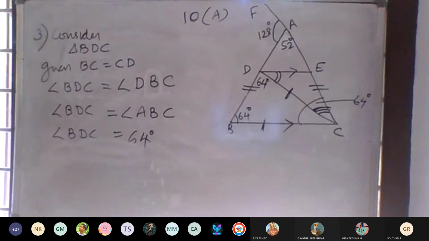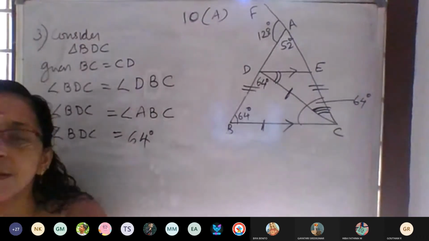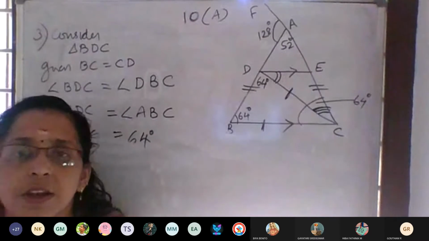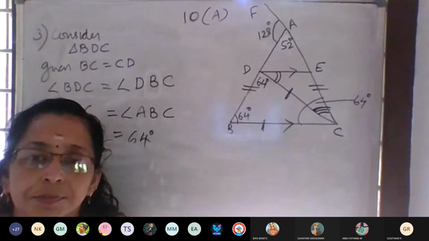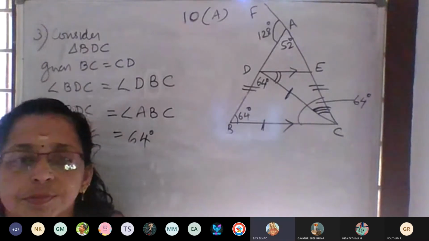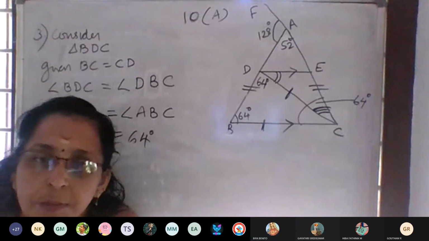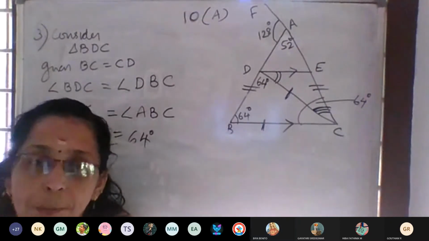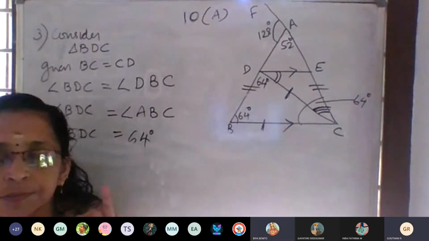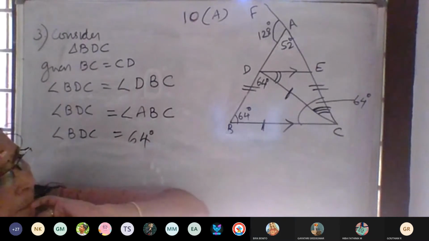Then one more point is given. What are the clues given in the question? Tell me, all of you. Others are simply sitting, only one or two are answering in the class. AB is equal to AC. So that's why we consider that big triangle to apply theorem number 1. Then AC is equal to CD.